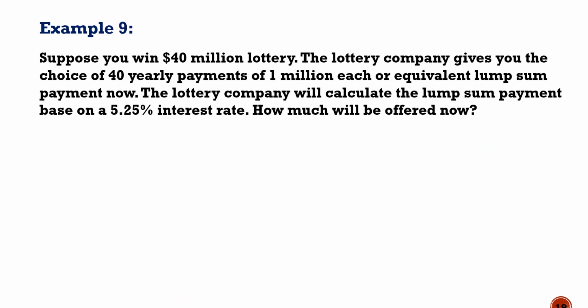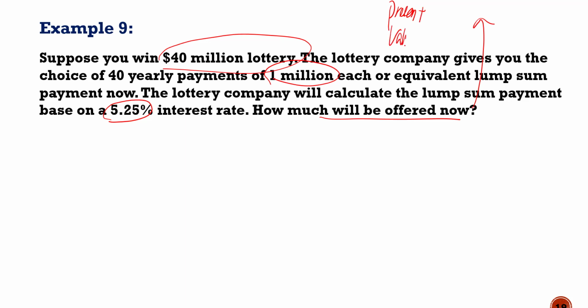And last question: suppose you win a $40 million lottery, right? The lottery company gives you the choice of 40 yearly payments of $1 million each, or an equivalent lump sum payment now. The lottery company will calculate the lump sum payment based on a 5.25% interest rate. How much will be offered now? So it's looking for the present value of the annuity. You're getting paid $1 million for 40 years or an equivalent lump sum, so now you want to figure out the equivalent lump sum payment.